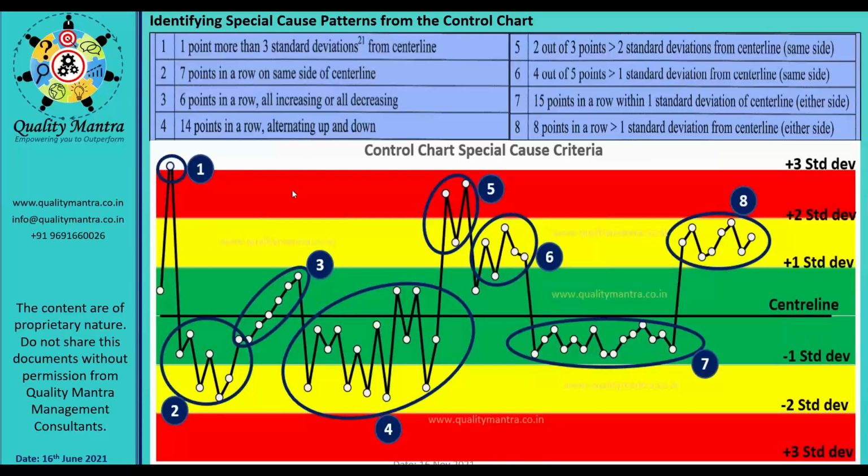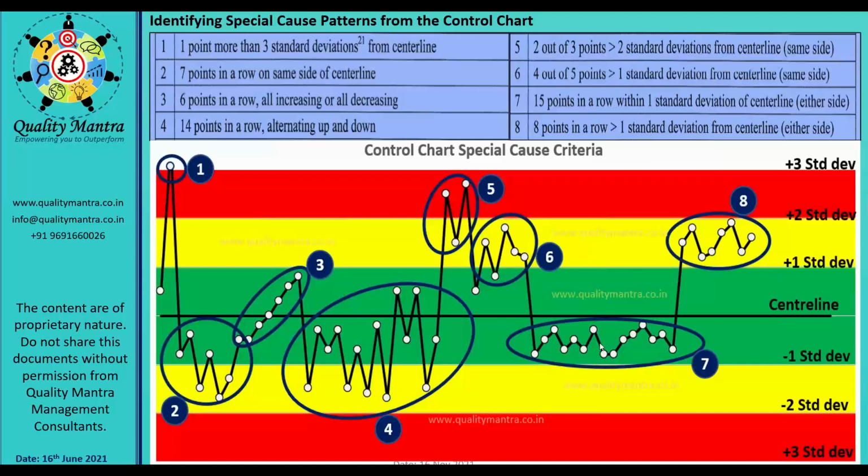So remove it from your mindset that anything out of control limit means there is a special cause. No, out of control limit is only one of the patterns for a special cause. There are the rest of the 7 patterns also.